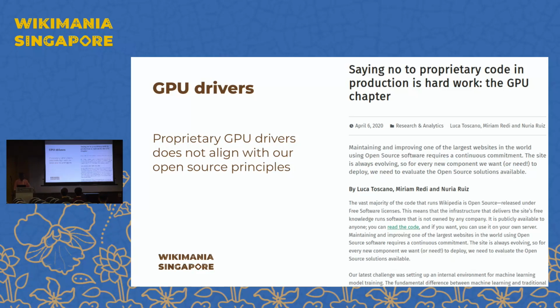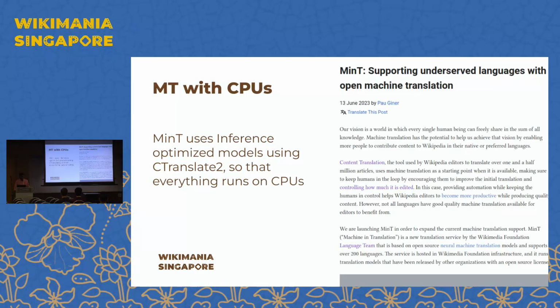If you want to read about the restrictions and how we can overcome these kinds of things, go to this link. It's a Diff blog post. But I mentioned that we were running this machine translation on our CPUs.